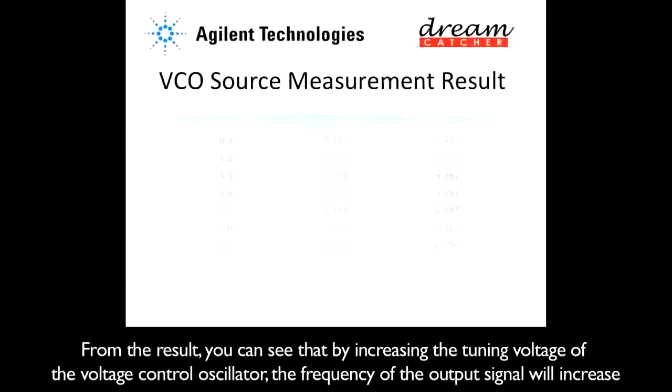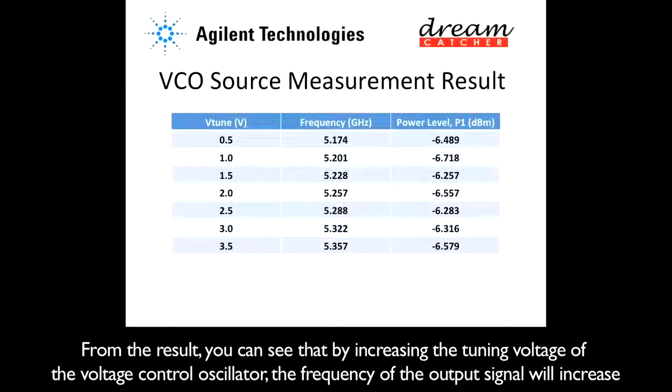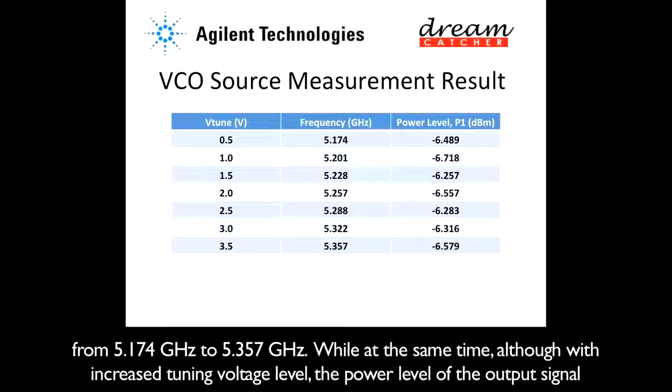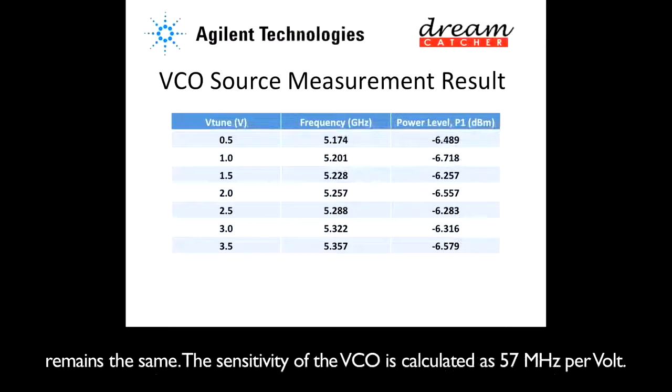From the result, you can see that by increasing the tuning voltage of the voltage control oscillator, the frequency of the output signal will increase from 5.174 GHz to 5.357 GHz. At the same time, although the tuning voltage level is increased, the power level of the output signal remains the same. The sensitivity of the VCO is calculated as 57 MHz per volt.